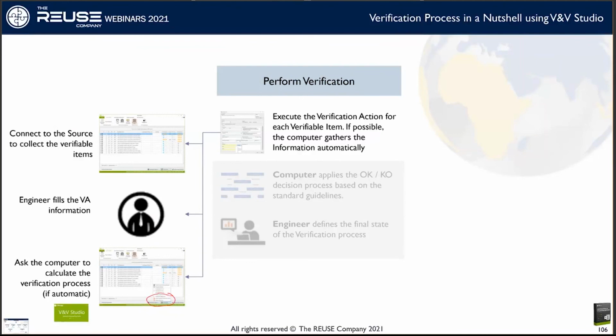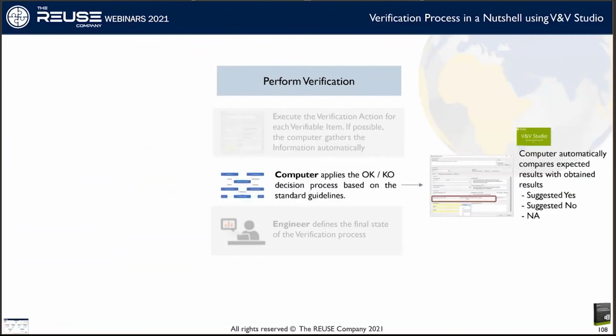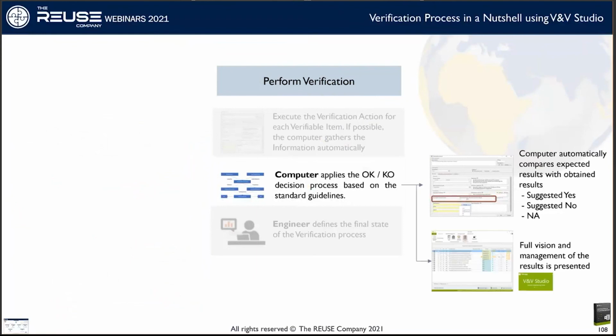So you have connected to the source, to the elements, then you have filled the verification actions, either manually or automatically, and then you just go and click calculate. Once you calculate, the computer compares the expected value against the planned value and suggests yes or no. The computer does that, and it's going to give you this information for all the verification actions. You see, for example, here it's suggesting yes, and this is telling you that there's no information.